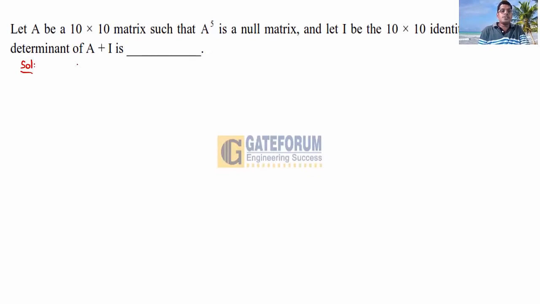So, A power 5 equal to 0. So, this is null matrix. A square, A cube, A power 4, A power any number is a null matrix. Such a matrix is called nilpotent matrix. Implies A is a nilpotent matrix.